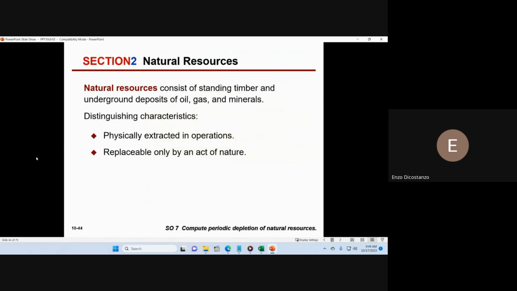Natural resources: timber, underground deposits of gas and minerals and oil, petroleum. You physically extract them in operations and they are replaceable only by an act of nature. Okay.